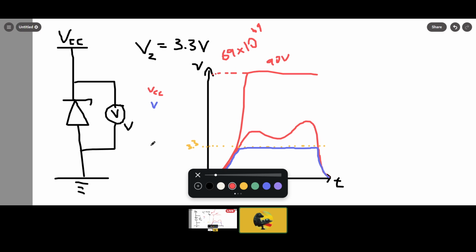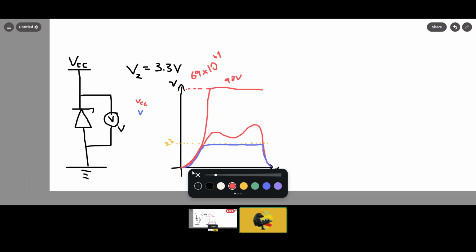It gets dissipated off as heat. So it clamps down the voltage, and the rest of VCC just gets dissipated off as heat. And this is terrible for the zener diode because it could heat up to 200 degrees Celsius, causing it to burn up, maybe start a fire, and that's extremely dangerous.